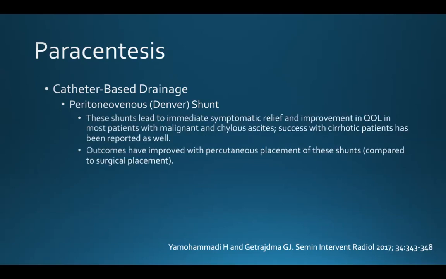These shunts can lead to immediate symptomatic relief and improvement in quality of life in most patients with malignant and chylous ascites. Success with cirrhotic patients has been reported as well, and the outcomes have improved a lot with percutaneous placement of these shunts compared to surgical placement.